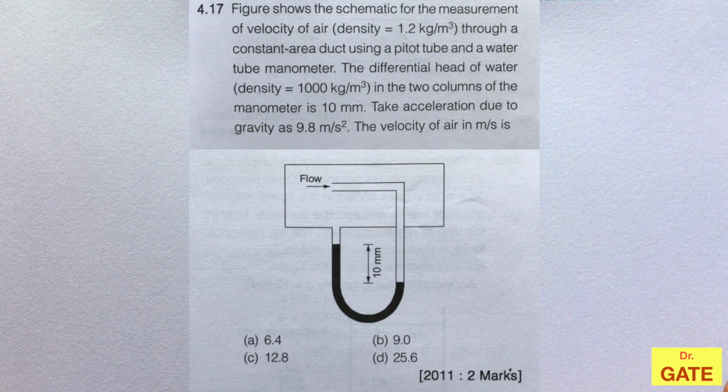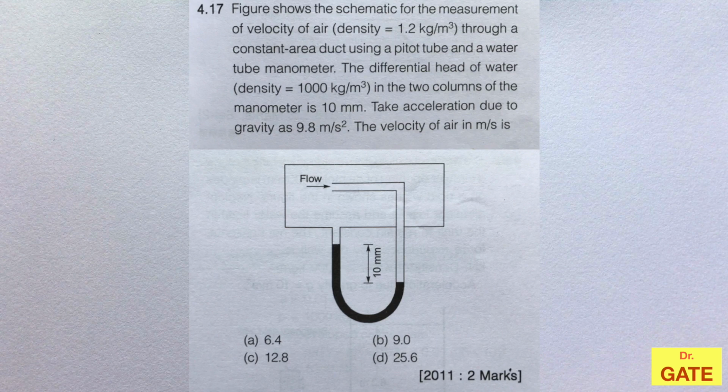Let's solve another numerical. Figure shows the schematic for the measurement of velocity of air, whose density is 1.2 kg per meter cube, through a constant area duct using a pitot tube and a water tube manometer. The differential head of water, whose density is 1000 kg per meter cube, in 2 columns of the manometer is 10 mm. Take acceleration due to gravity as 9.8 meter per second square. The velocity of air is.